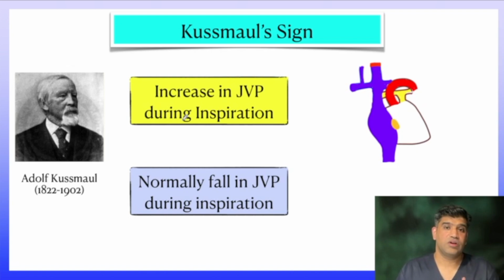Now let's see what is Kussmaul sign. Kussmaul sign was first identified by Adolf Kussmaul. What happens in a normal inspiration? Kussmaul sign tells us about the relation of the JVP with the inspiration. Normally JVP tends to fall during inspiration. But Kussmaul sign means there is an increase in jugular venous pressure during inspiration.